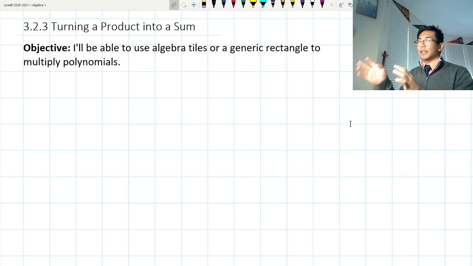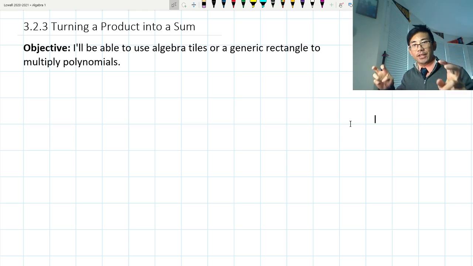And then in the video after this, we're going to generalize this process and just use this thing called a generic rectangle, because you're not always going to have algebra tiles on you. We're going to basically take the algebra tile idea or the visual and simplify it so it's easier to draw and to do on the fly. So let's work this example.